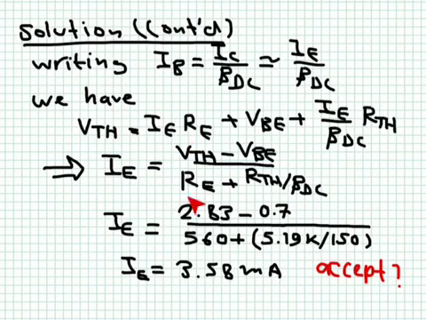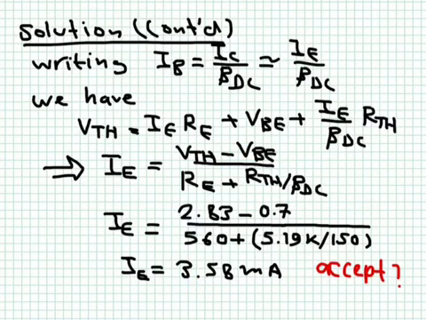And I put all the numbers here. R emitter is 560 ohm. R Thevenin we calculated 4.19 kilo ohm. Beta DC is 150. This one here is 0.7. V Thevenin we calculated. We get I emitter equal to 3.58 milliampere.